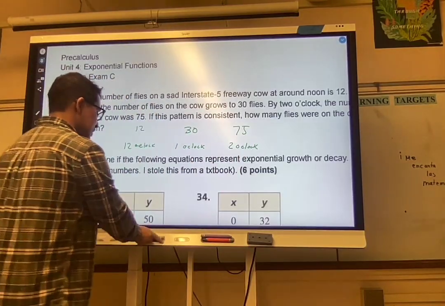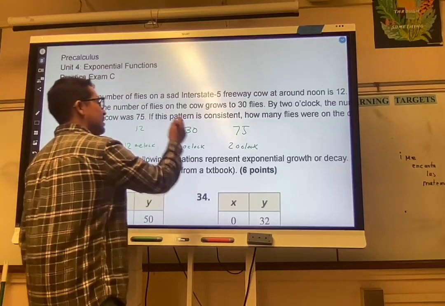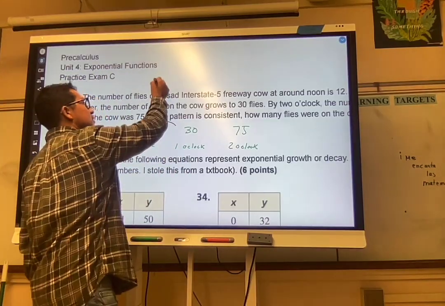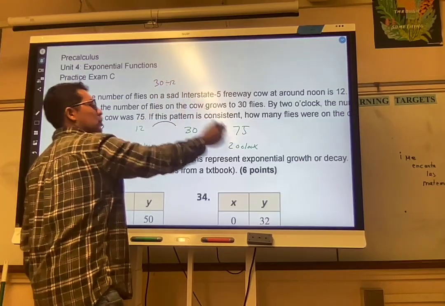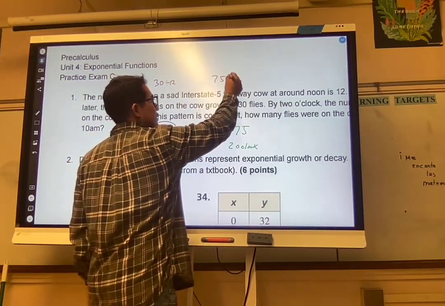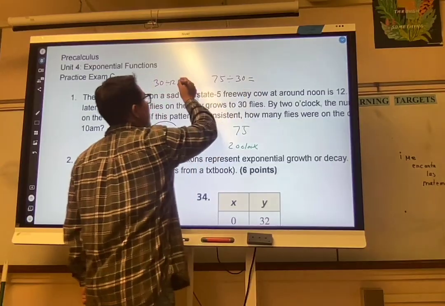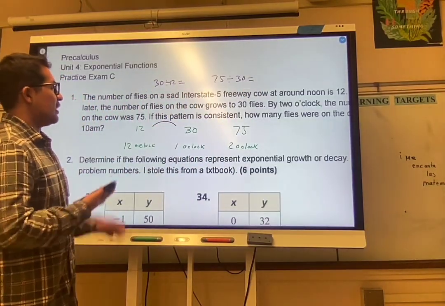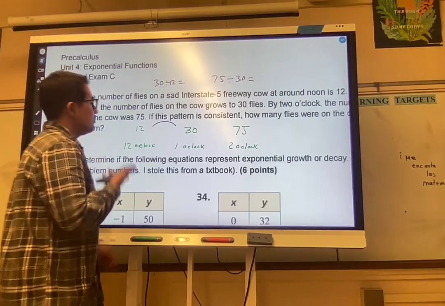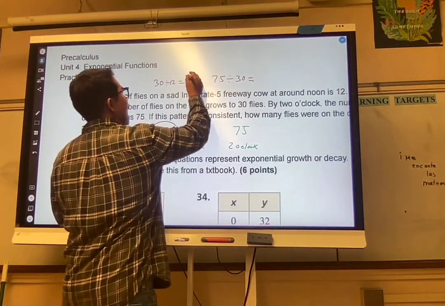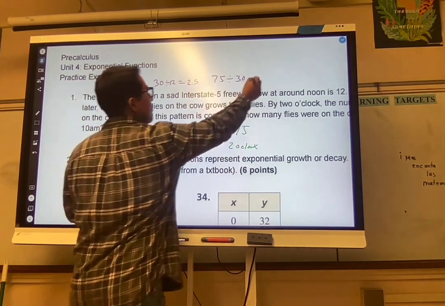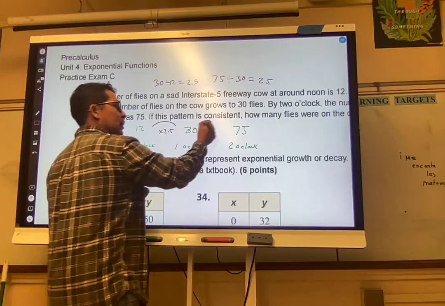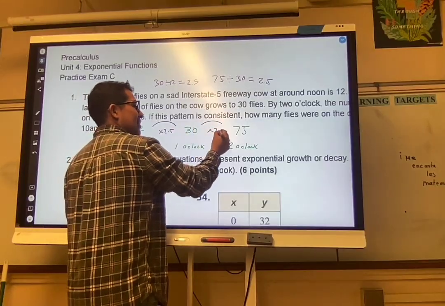So the first thing we should do here is note, if the pattern persists, what we're seeing here is an example of exponential growth. 12 times something makes it 30, so you would do 30 divided by 12, or 75 divided by 30, because the pattern should be the same, right? I should always be multiplying by the same thing every time. I'll do that division real quick on iPhone. What is 30 divided by 12? 30 divided by 12 is 2.5. Okay, so every time an hour passes by, I'm doubling and a halving the amount of flies I had.